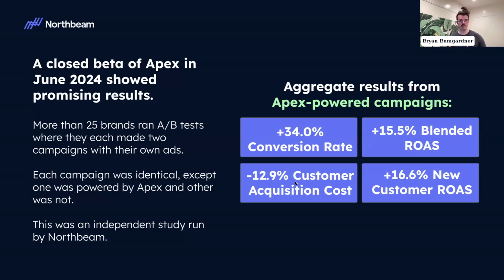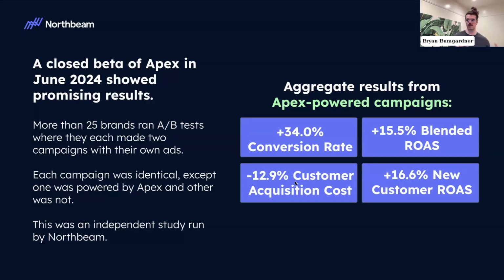The aggregated results from across all of those clients, when comparing the control campaigns versus the Apex campaigns, were frankly stunning and almost unanimous. So just the aggregated results from across these campaigns, you saw a 34% increase in conversion rate, a 15% increase in blended ROAS, almost a 13% drop in customer acquisition costs, and almost a 17% increase in new customer ROAS. We ran these tests for like 2 weeks plus. Some people ran them for longer, some people ran them for shorter, but across all the tests, these were the results.